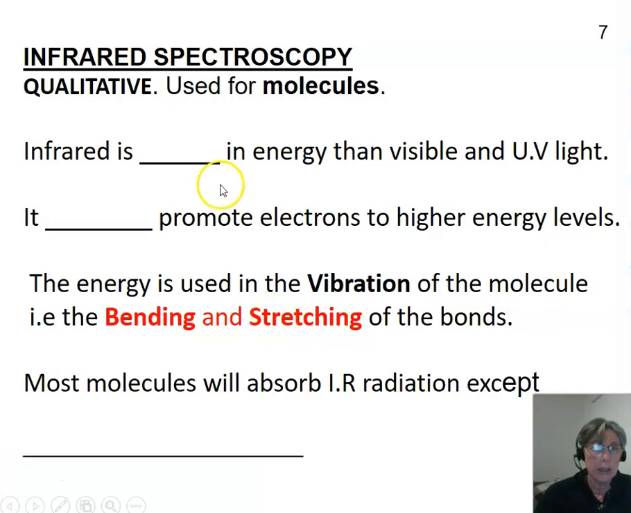Okay. So infrared is a lower energy than visible and UV. It's less energy, so it's longer wavelengths, less energy, and it doesn't promote electrons to higher energy levels. It's used to make the molecules vibrate, which is what was on the video.